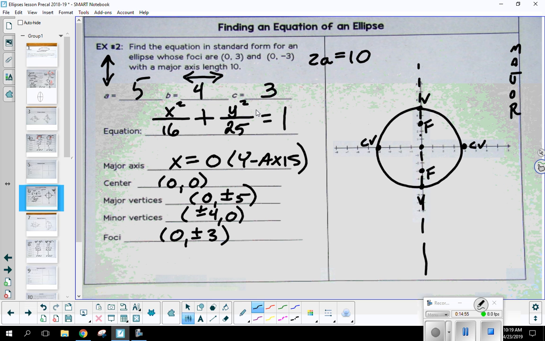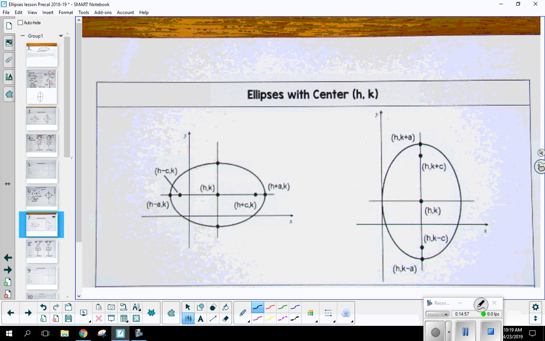Okay. Well, let's go ahead and look at some where they're not centered at the origin. And really, there's not a lot of difference here. You just actually have values that you're adding and subtracting from instead of just 0, 0. If you're moving horizontally, you add or subtract from the x. If you're moving vertically, you add or subtract from the y. So you'll notice we did something very similar with parabolas, where we added and subtracted p units moving throughout the graph. The only thing they didn't give us here were the co-vertices.